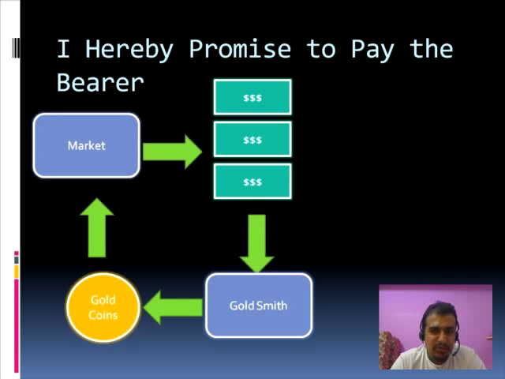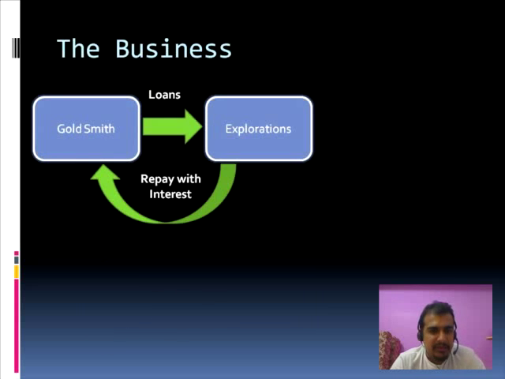So the guy who took your paper notes for whatever you bought could go back to the goldsmith and collect gold coins in return. This was how the system was designed. Now the goldsmith found a very interesting business when it comes to the gold coins that were deposited by you.